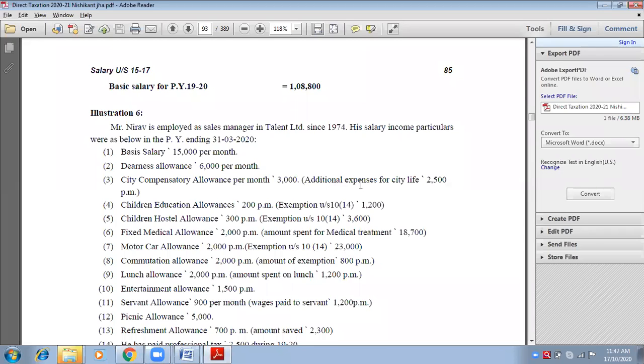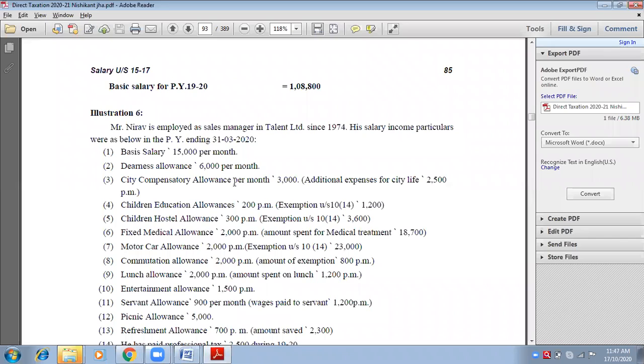Additional expenses are not income, see, it is an expense. Why would it be counted as income? It is an additional expense that you are incurring, and that amount is not in my concern. What is in my concern is income. And what is my income? Whatever I have received from my employer as allowances. So city compensatory allowances per month 3,000. It is fully taxable. Nothing is exempted. Always remember, city compensatory and dearness allowances are fully taxable.